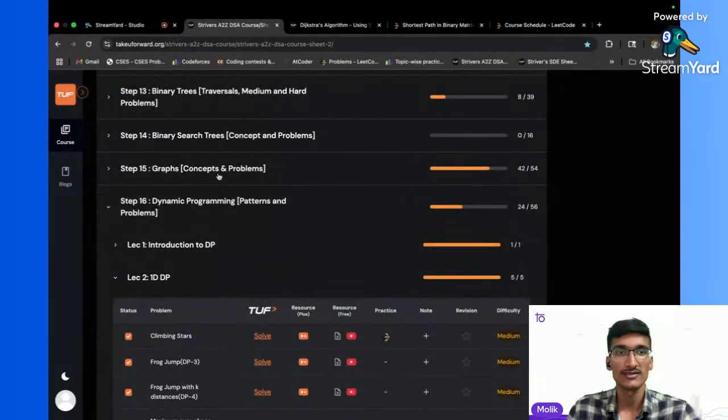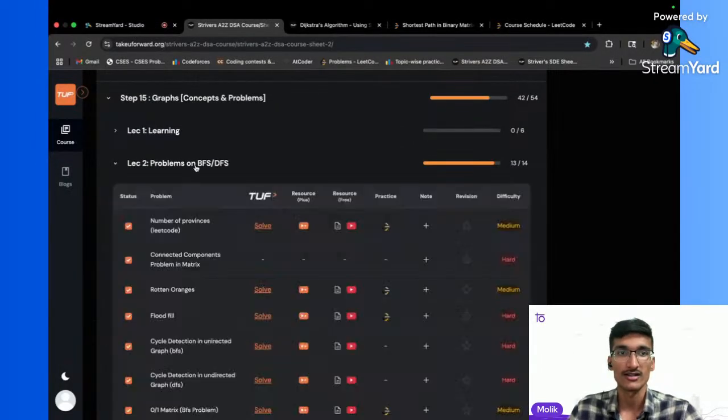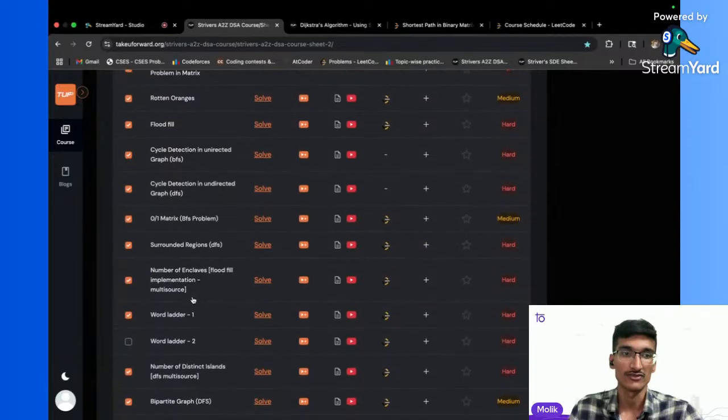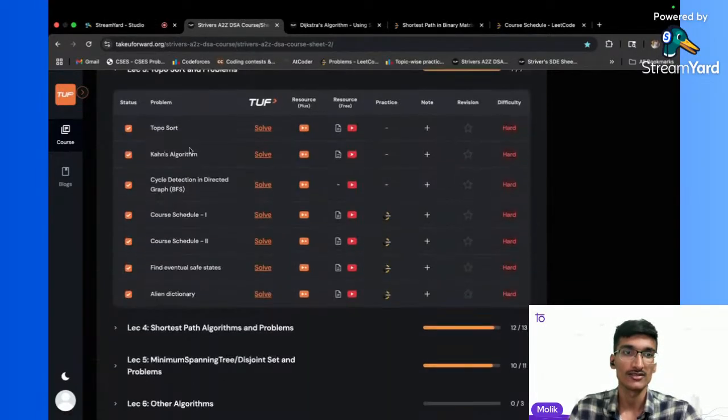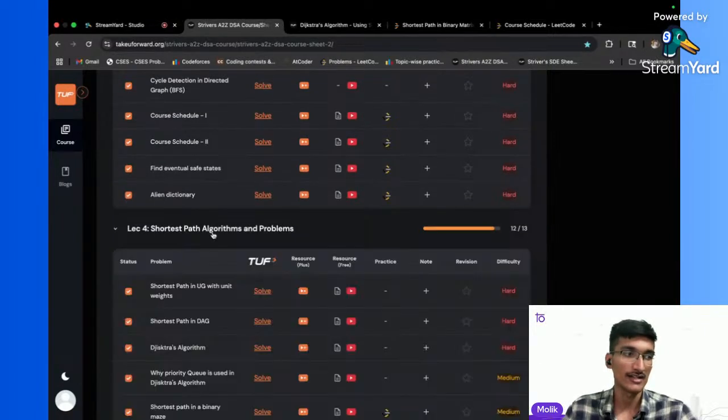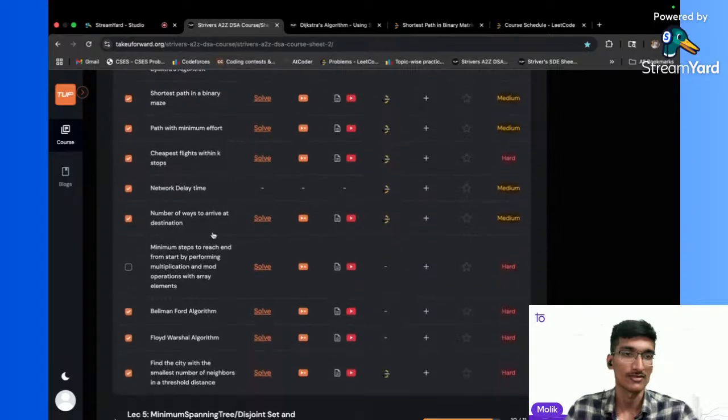And you can also practice graph problems from here. You can practice BFS, DFS from here. You can also practice topological sort problems from here, and also the shortest path problems.